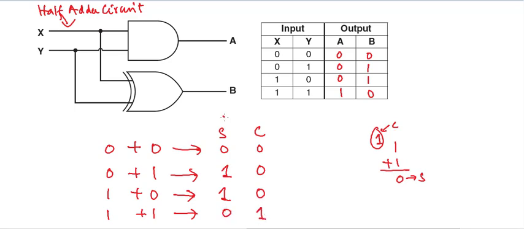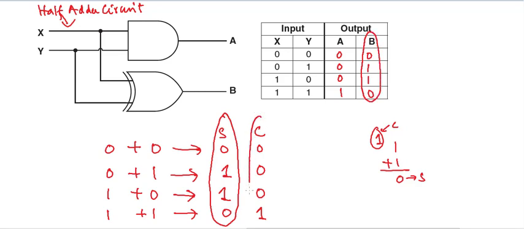Okay, now if you take a look at this column right here, then you can see that this column is the same as this column. And if you take a look at this column, you can see that this column is exactly the same as this column. Meaning the AND gate is giving us the carry value of addition, right? And the output of the XOR gate is giving us the sum part of the addition, right?